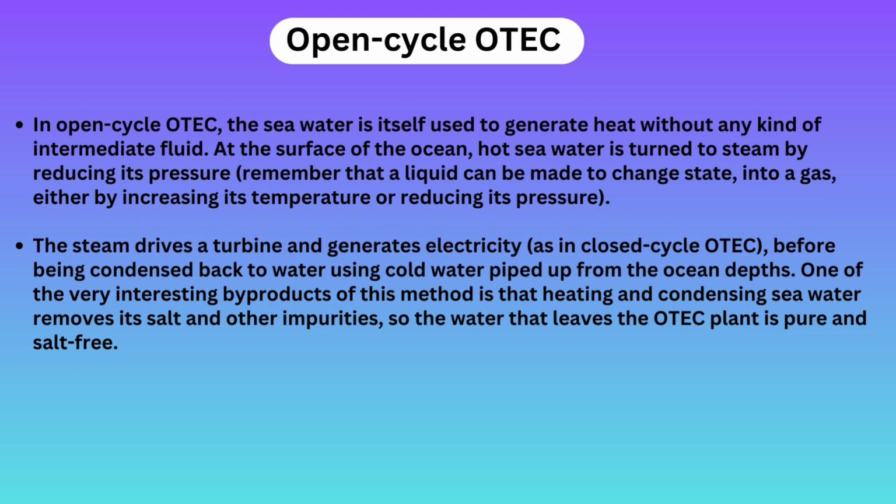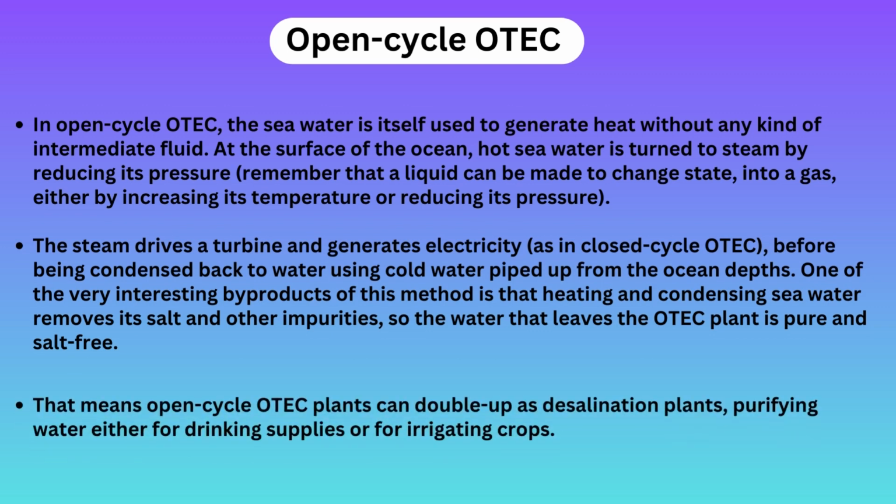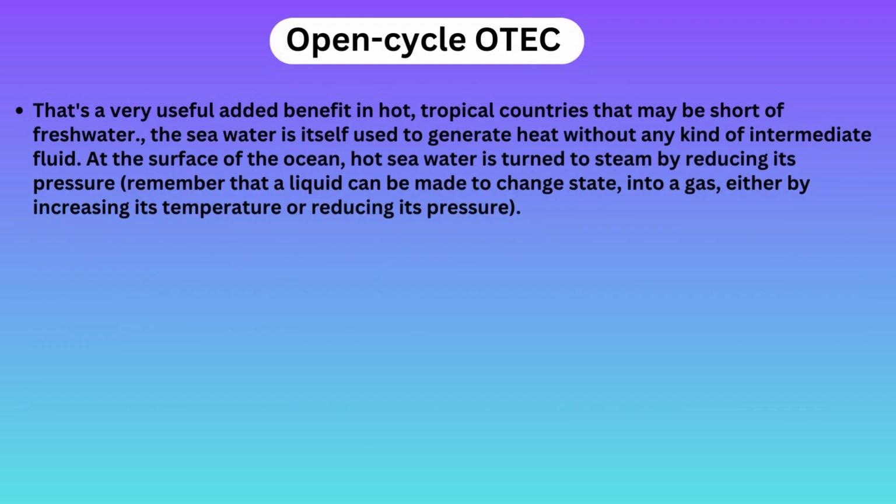Before being condensed back to water using cold water piped up from the ocean depths, one of the very interesting byproducts of this method is that heating and condensing seawater removes its salt and other impurities. So the water that leaves the ocean thermal energy conversion plant is pure and salt free. That means open cycle plants can serve as desalination plants, purifying water either for drinking supplies or for irrigating crops. This is a very useful added benefit in hot tropical countries that may be short of fresh water.